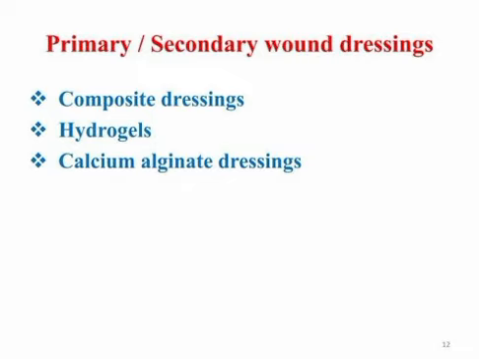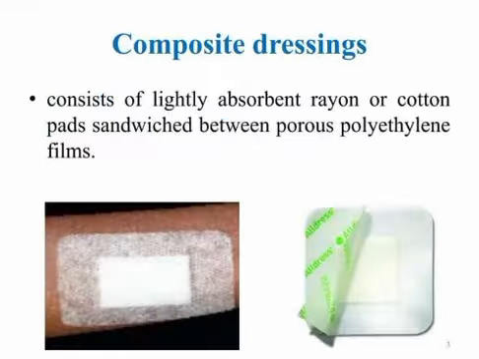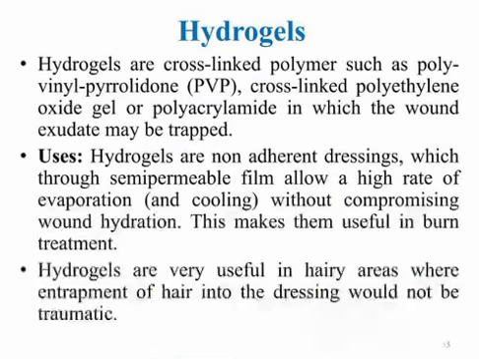The second one is primary or secondary wound dressings, which consist of composite dressings, hydrogels, and calcium alginate dressings. The composite dressing contains large absorbent rayon or cotton pads between porous polythene films. We can see this in our picture, and it is commonly used for the dressing of wounds.